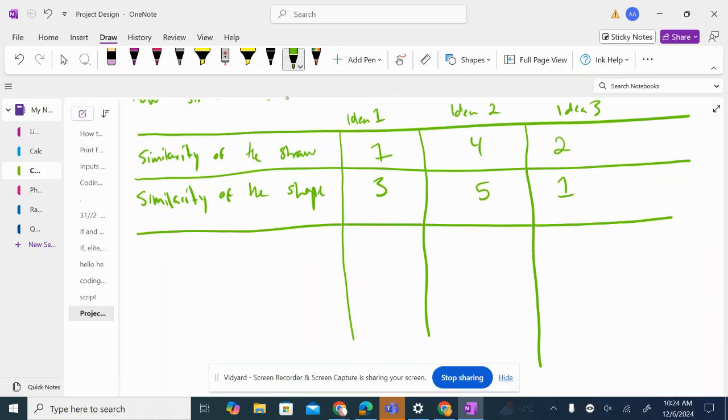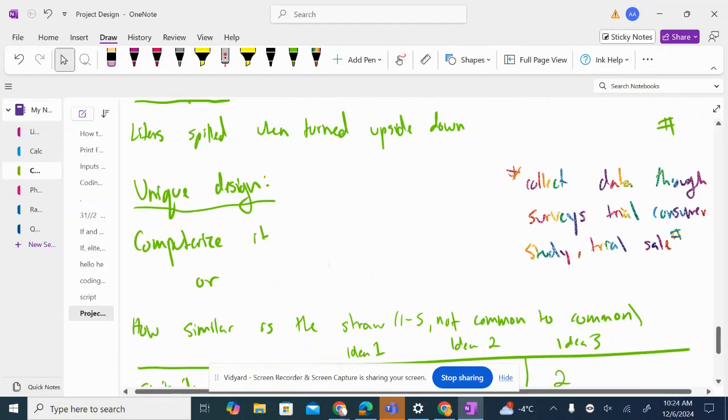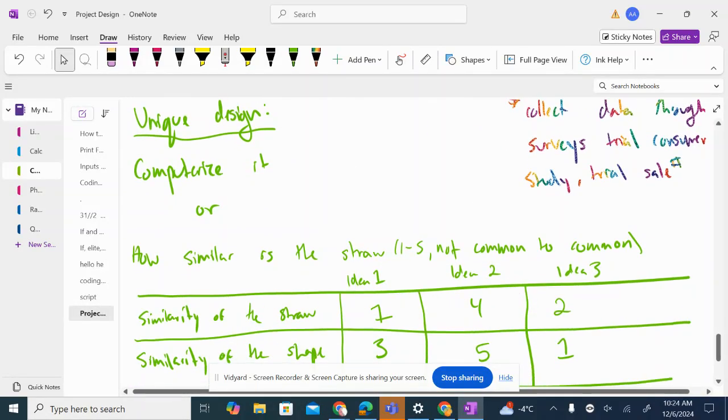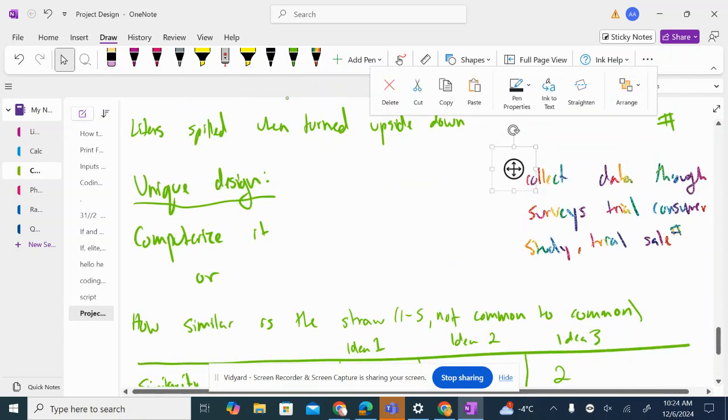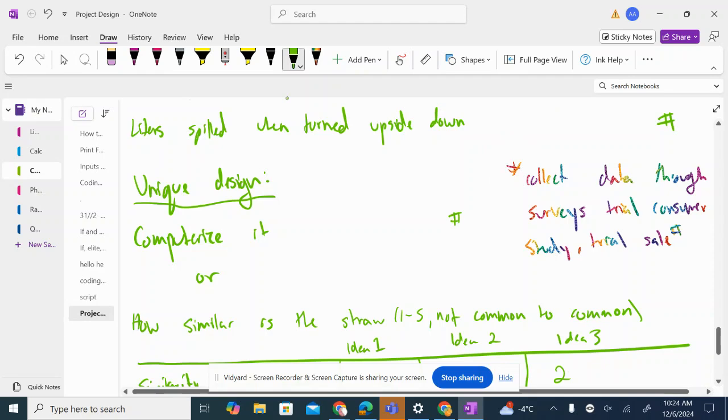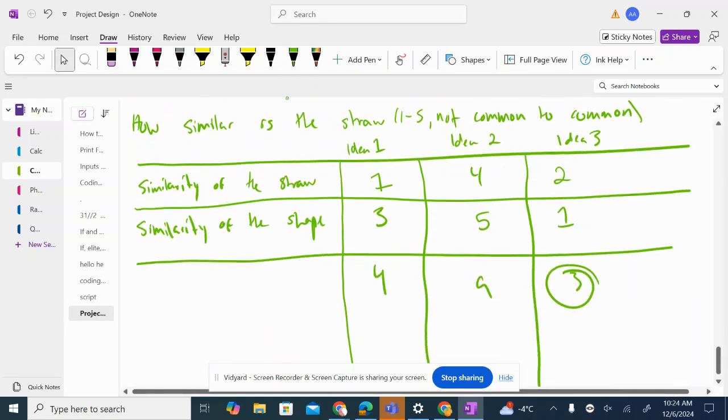And then we take this and we add these up. So this one is 4, 9, and 3. The one with the least number is the most unique. So then we would choose idea number 3, right? And this is how we compare all of them. And then when you go for a unique design, we can actually even give them a numerical value. We could say that the numerical value associated with this is now a 3, for example. You just have to make sure that your scales match up so that you can actually use it adequately and properly and you don't get messed up.